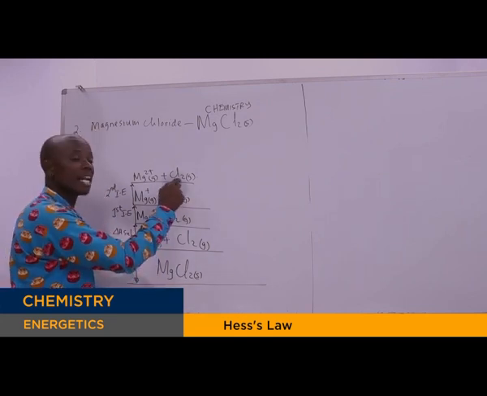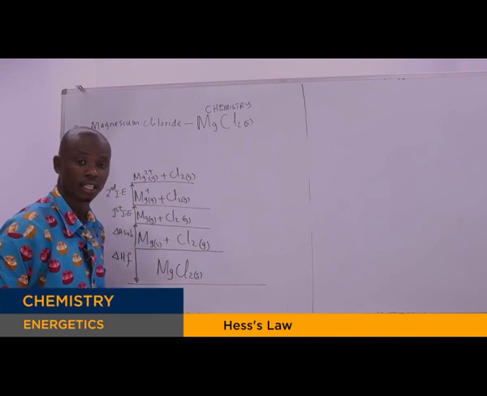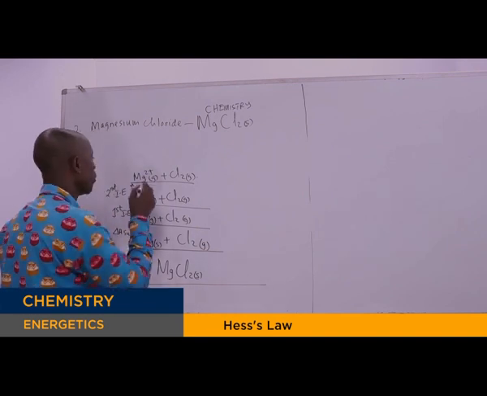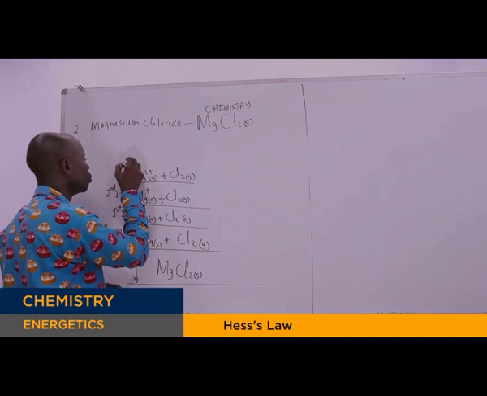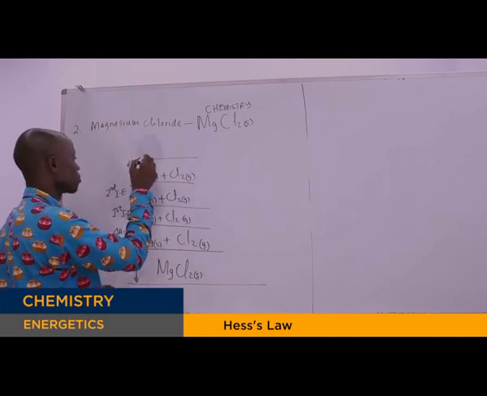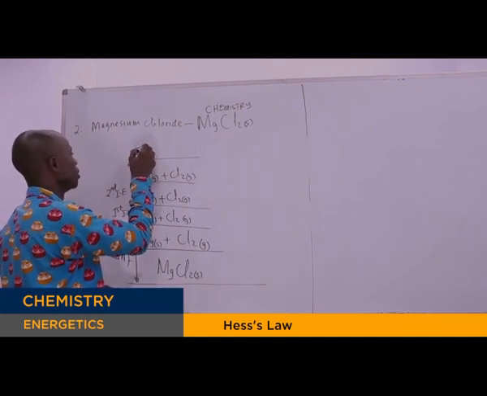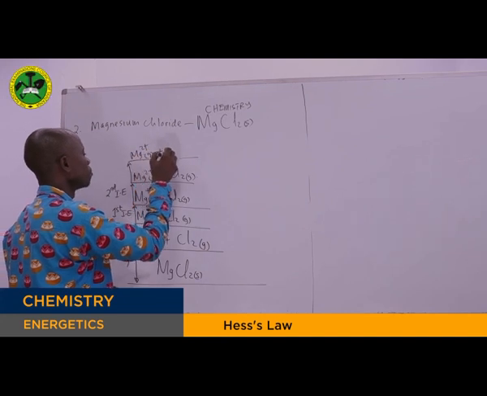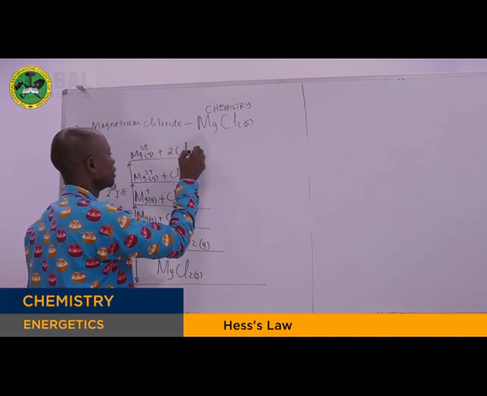But here, because there are two chlorine atoms, we are going to get 2 moles of gaseous chlorine atoms. So here we are going to have Mg2+ plus 2 chlorine gaseous atoms.